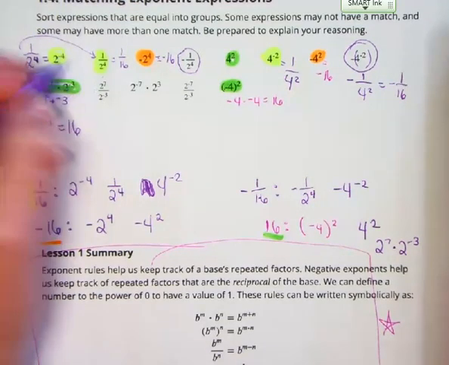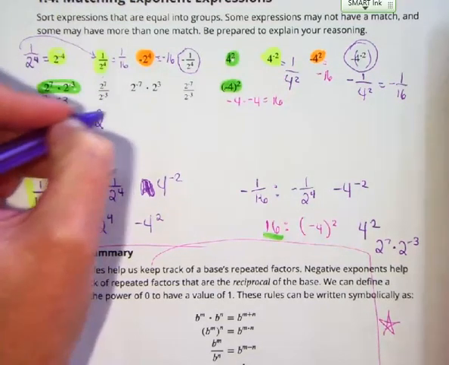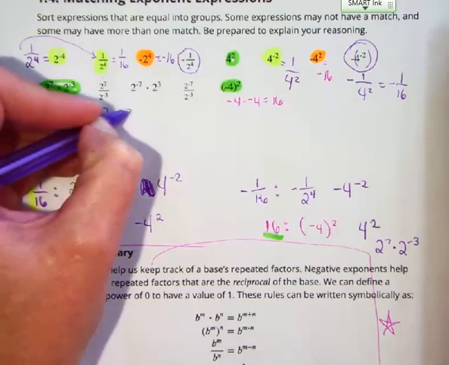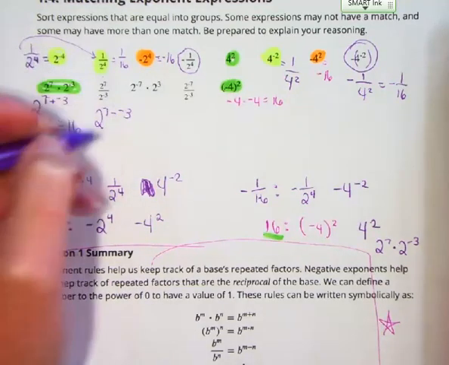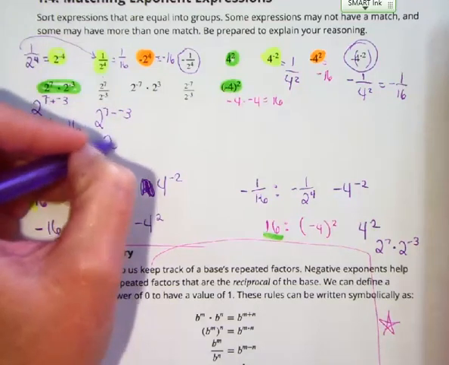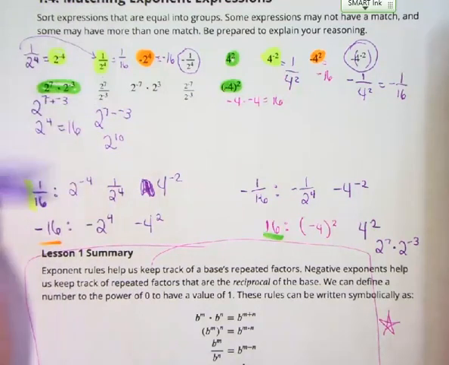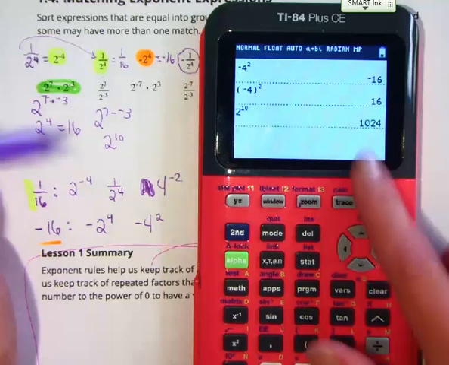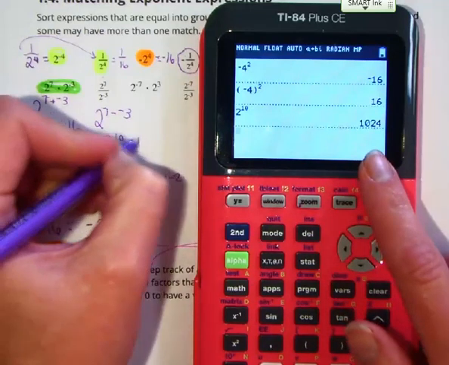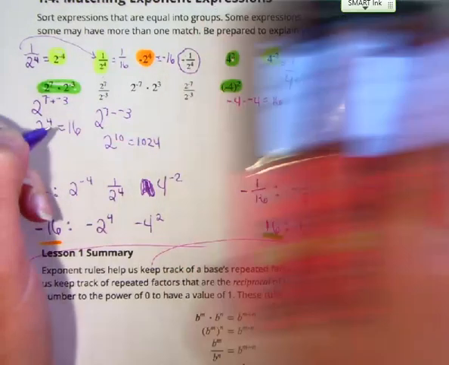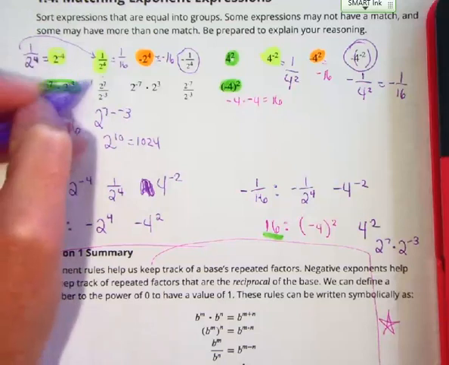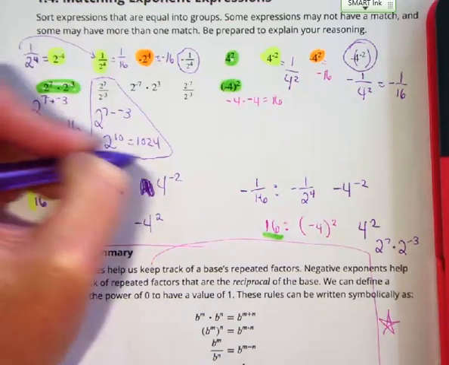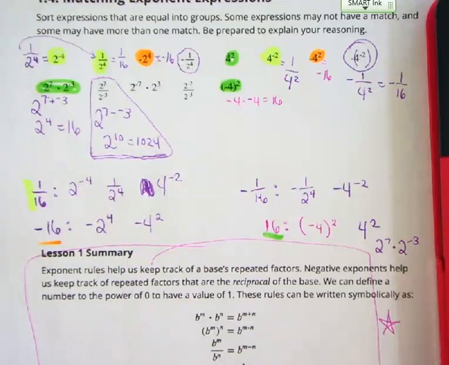Our next one's got some fractions, so I'm going to subtract those exponents. I have a 2 to the 7th minus a negative 3. Double negative makes a positive. This is 2 to the 10th. Now, this does not match any other value. 2 raised to the 10th power is 1,024. This guy, I think, is like a value all his own. This guy's going solo.